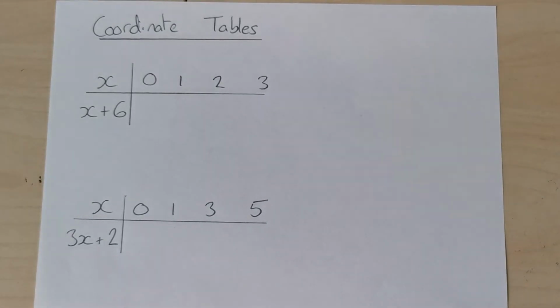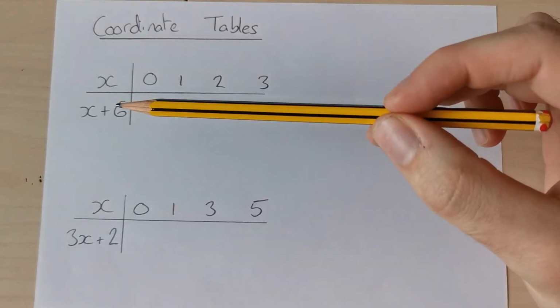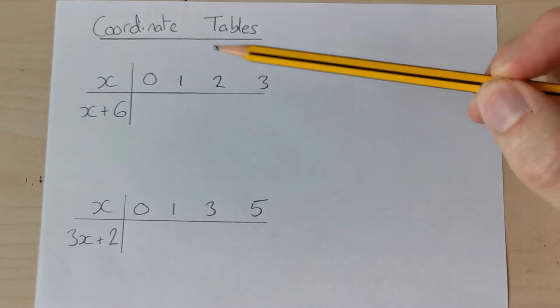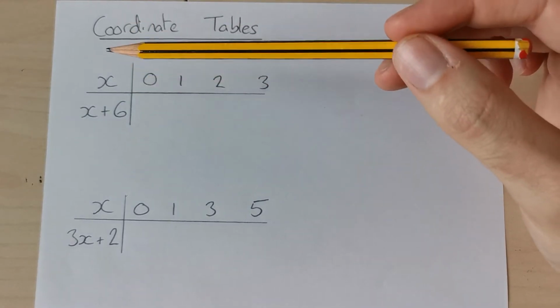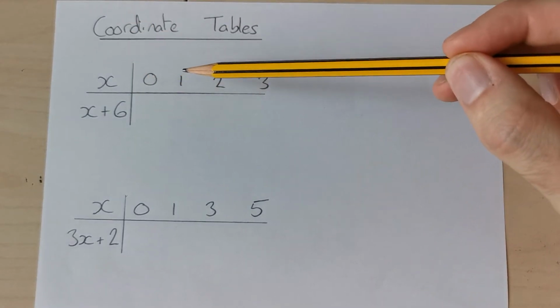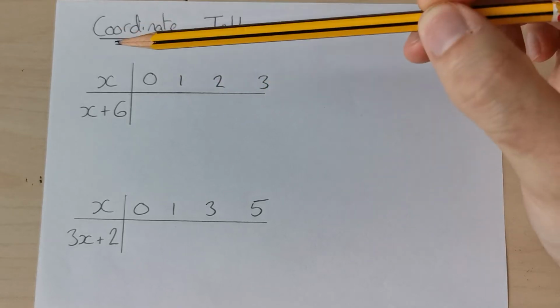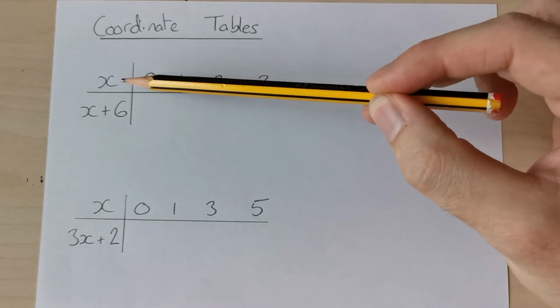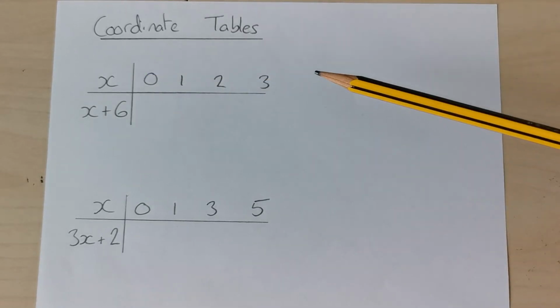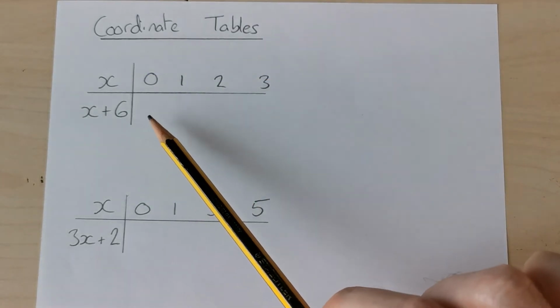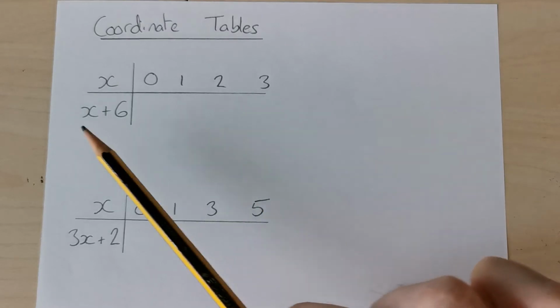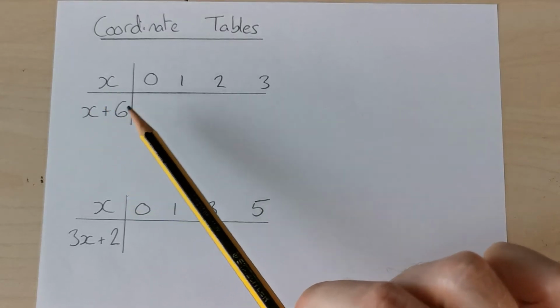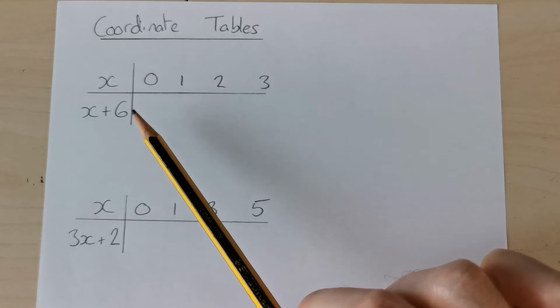Okay, for this session we're going to have a little look at some coordinate tables. So we have a little table set up, like so. You'll notice in the first table we've got some numbers here, 1, 2, 3 and 0. And these are all going to be different values for the letter x. And what we need to do is fill in the bottom row of this table by following the instructions given at the start of the row.